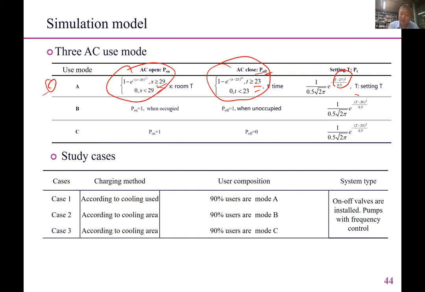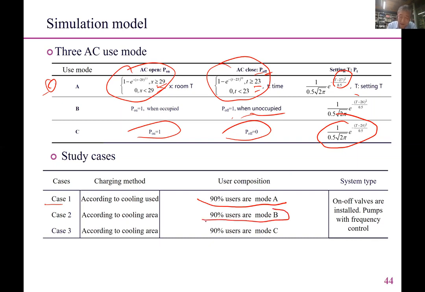Another model is that as soon as you're at home, you turn on, and when you leave and the room is unoccupied, you switch off. That's another case. Then model three is that all summer, I always turn on, whether I'm there or not, with the set point at 24 degrees C. Then we made 3 cases. One is where most people follow Model A, another is model B, and some are A and C, and the third case is where most people work like C. It seems very interesting.